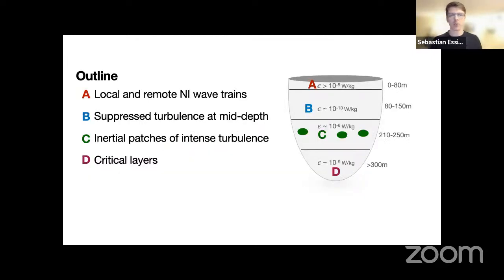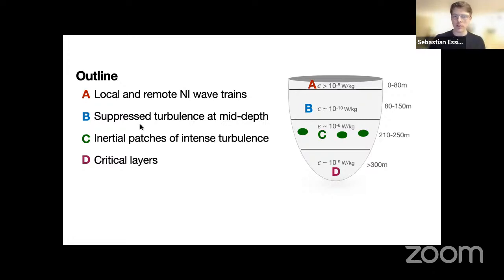For the remainder of the talk, I'm going to focus on four topics related to the turbulent dissipation in those eddies, particularly in anticyclones. So I'm going to give you an anatomy of the turbulent mixing in an anticyclone. I'm going to first focus on the generation in A, then talk about some region that has suppressed turbulence at mid-depth, then about some inertial patches of intense turbulence that we find, and potentially about critical layers at the end.